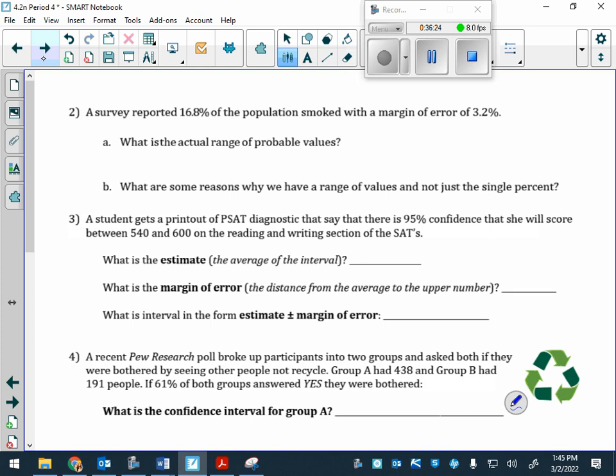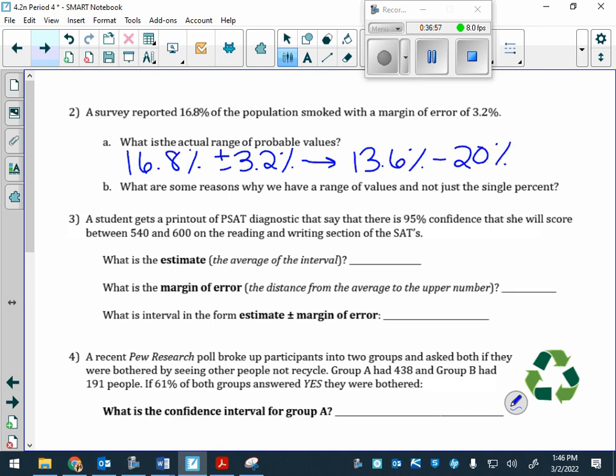Okay, what do we get? Same people keep answering, so who else? Caitlin. Perfect. We take a 16.8% plus or minus the 3.2. So the actual range is 13.6 to 20%.